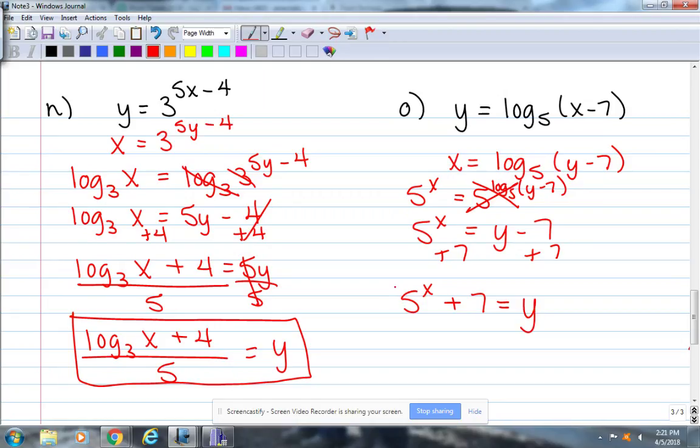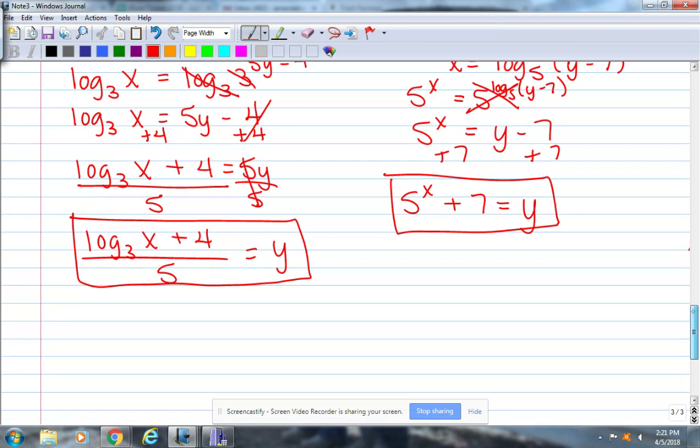Don't y'all feel so smart doing this stuff? You should. It's like something off the TCAP. So, if you want to get rid of a log, you put it in an exponent. If you want to get rid of something in an exponent, you take a logarithm.